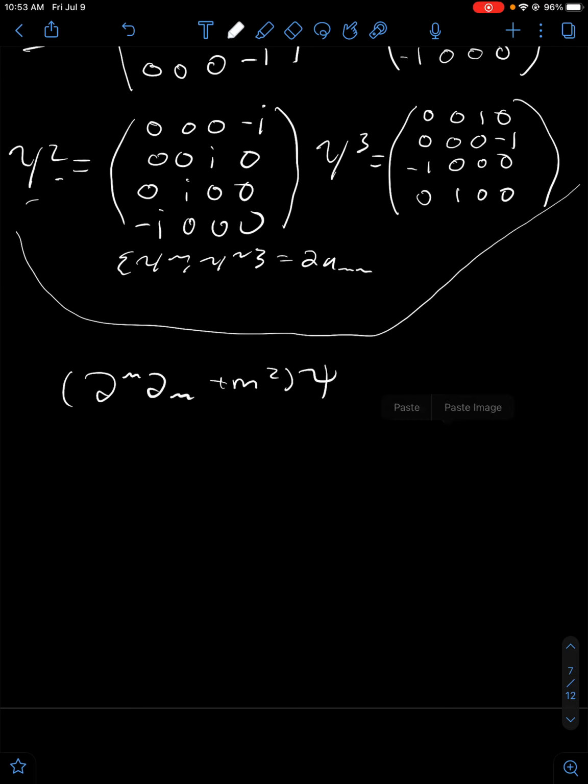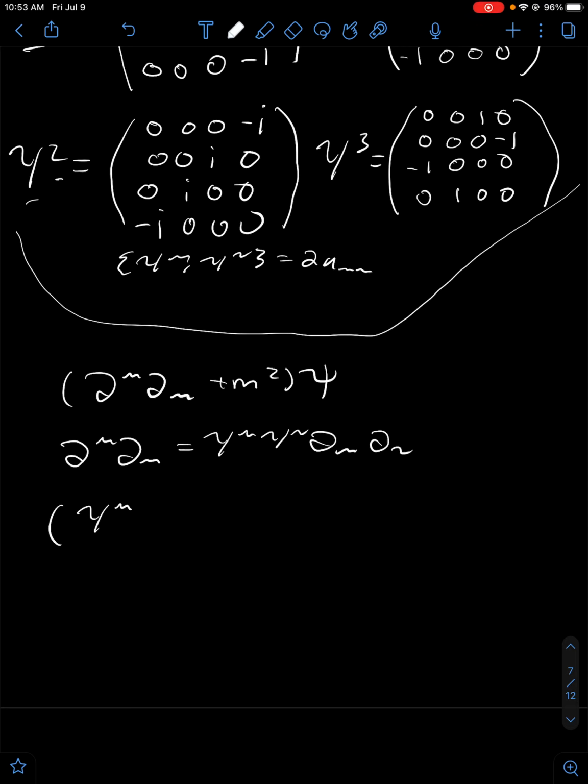All right. Now we remember that we found that these partials are just gamma nu, partial mu. So you're going to separate that, or just plug that in: gamma nu, partial mu, plus m squared psi equals 0. Okay.